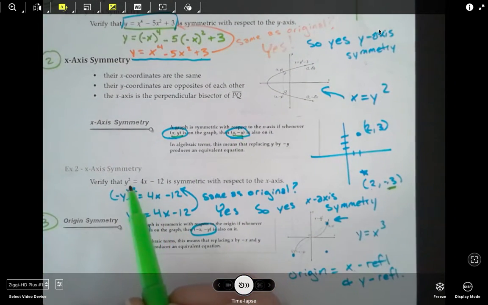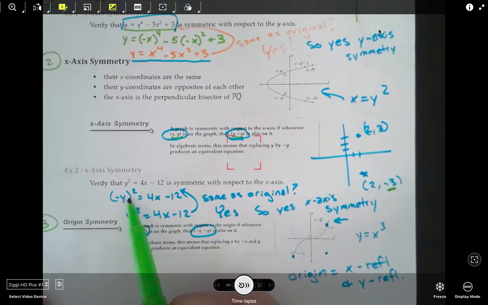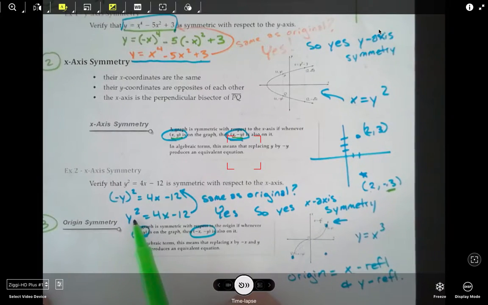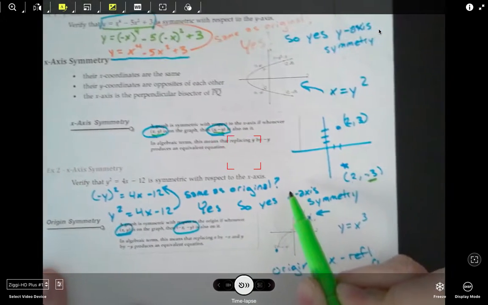So down here, if we're trying to check that, we replace this y with negative y. We leave this x alone, and when we take negative y and square it, trying to get rid of the parentheses, negative y squared is going to just become y squared. 4x minus 12 stays the same, and then we look to see, is this the same thing as the original? Yes, it is. So it is symmetric with respect to the x-axis.